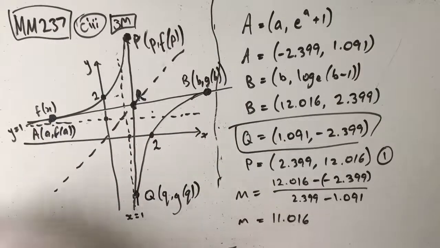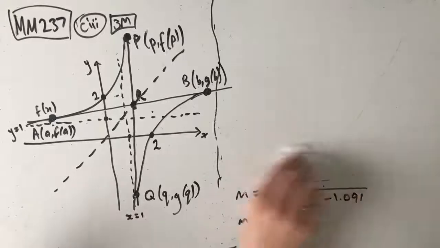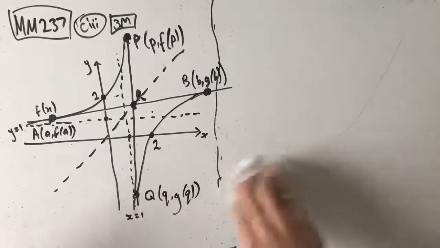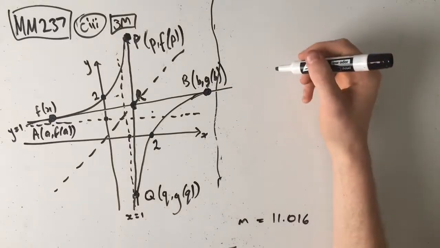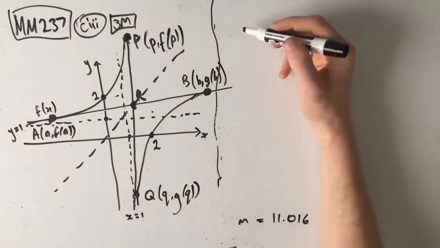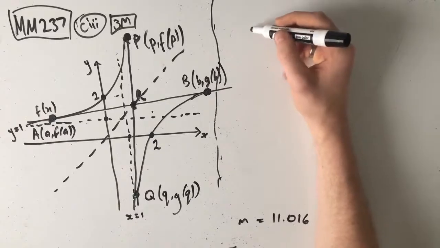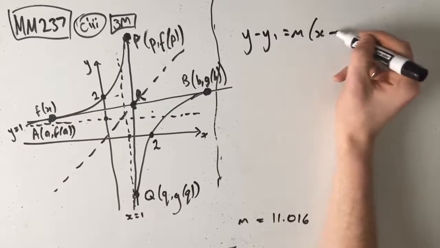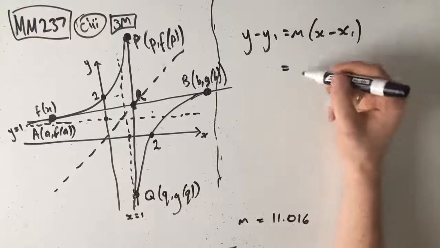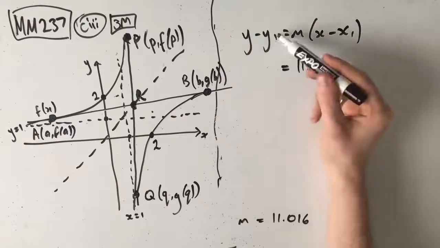That's a gradient. Awesome. If you're having trouble following along, guys, don't stress. This is a really messed up question. I can't even believe I wrote this. So we've got 11.016 for our gradient. And then, as always, to find the equation of the line, we need our c value, right? So we get y minus y1 equals m, x minus x1. We know that our m value is 11.016. Now we just need our y value.